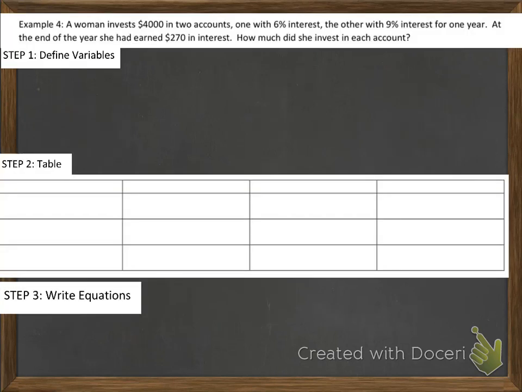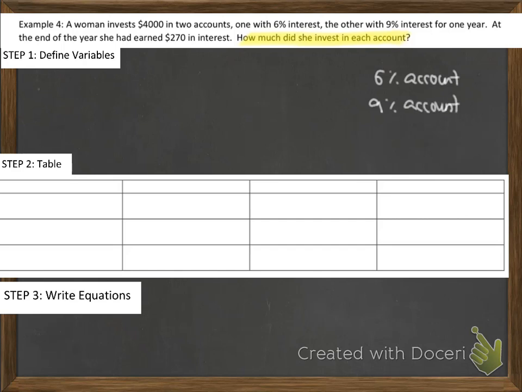Example 4, a woman invests $4,000 in 2 accounts, one with 6% interest and the other with 9% interest, for 1 year. At the end of the year, she has earned $270 in interest. How much did she invest in each account? Remember, the last part of this is going to tell you what your 2 variables are. So it says each account. Well, what are the 2 accounts? Well, there is a 6% account and there is a 9% account.